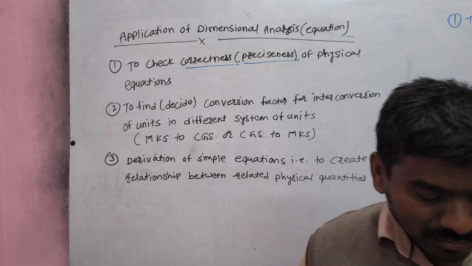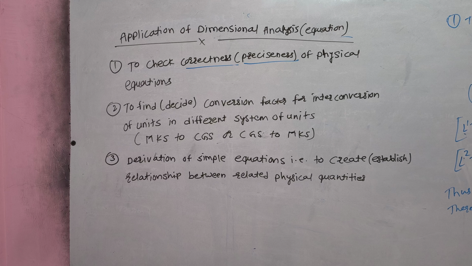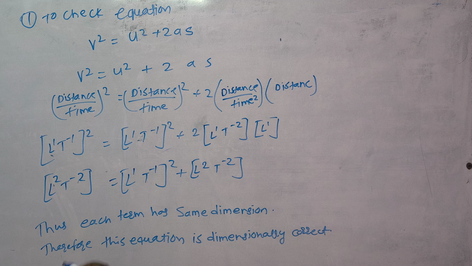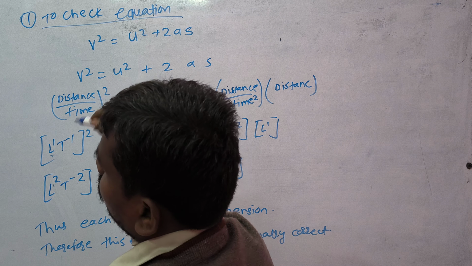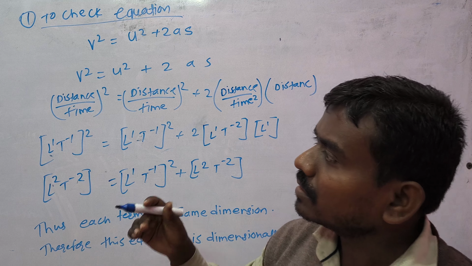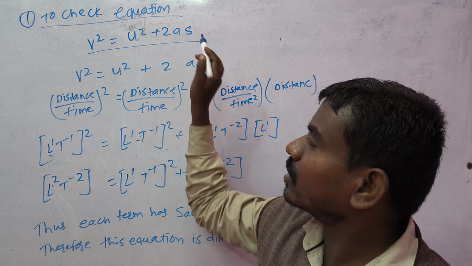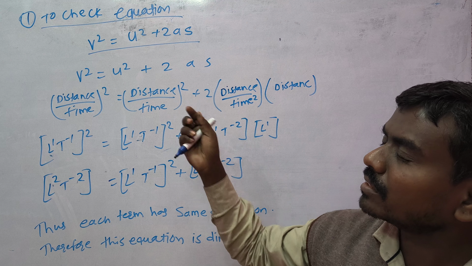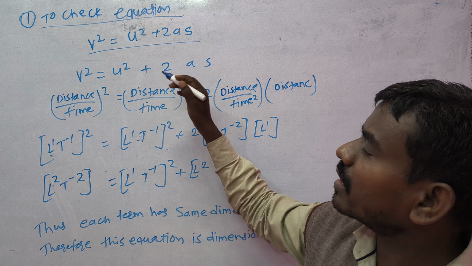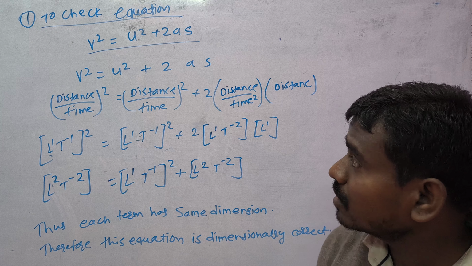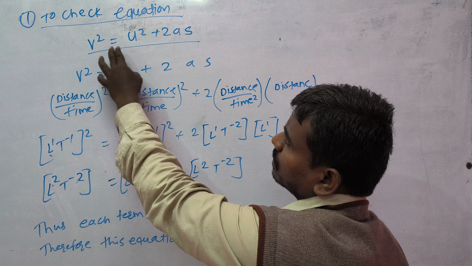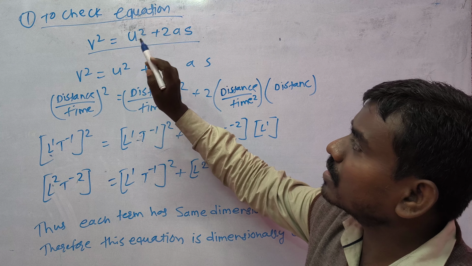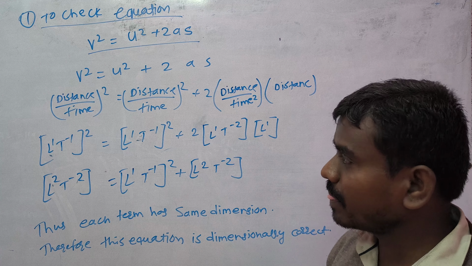Okay, so write down. In first application we have to check whether that equation is correct or not. So first application of dimensional analysis is to check correctness of physical equation. So this is the physical equation, v square is equals to u square plus twice as. So we have to check that equation is correct or not.